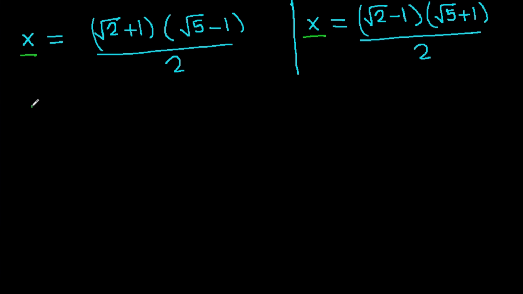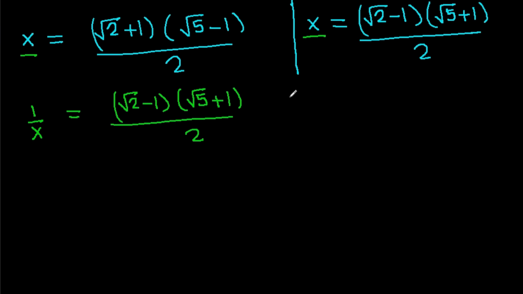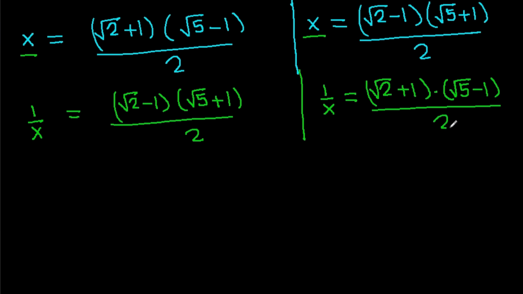So here 1 by x, it will be (√2 − 1) times (√5 + 1) by 2. And here 1 by x, it will be (√2 + 1) times (√5 − 1) by 2. And 1 by x, it is y. 1 by x is y.